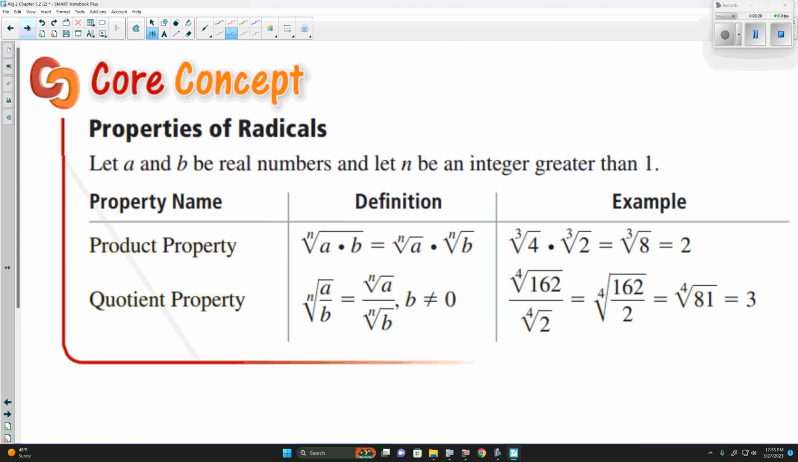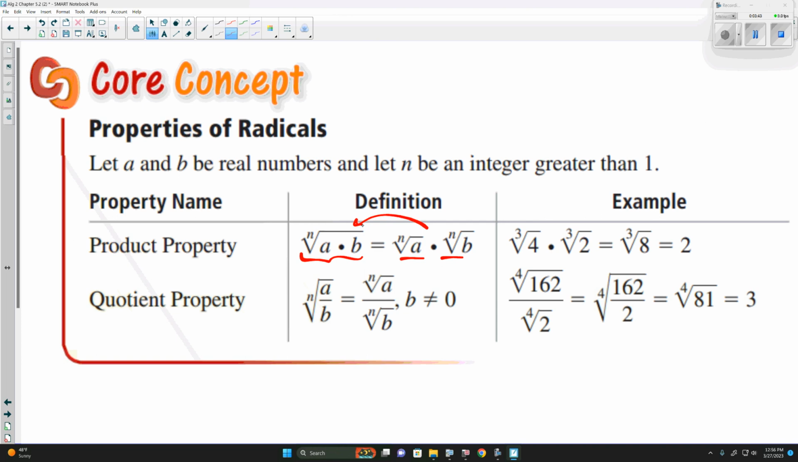Now, 2 of our properties that we're looking at today is the product property. If we have 2 things multiplied inside a radical, we can split it up as the 2 radicals individually. Or we can go the other way around. We can take 2 radicals with the same index, same root, and put them together. So we can go one way or the other.